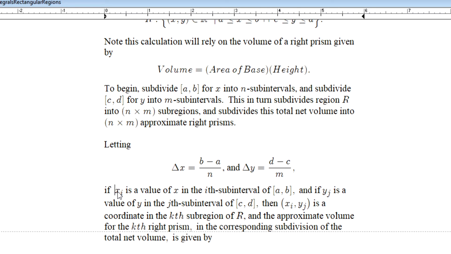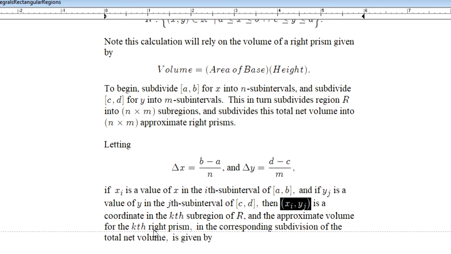We will let x sub i be a value of x in the ith subinterval of this closed interval from a to b, and we might let y sub j be a value of y in the jth subinterval from c to d. Now we do change up our subscripts here. We are going to use i for x and j for y, right? What we were then able to define is any coordinate in the ith subinterval for x and jth subinterval for y could be written as this coordinate x sub i comma y sub j, which is really going to be defined as a coordinate in the kth subregion of R, right?